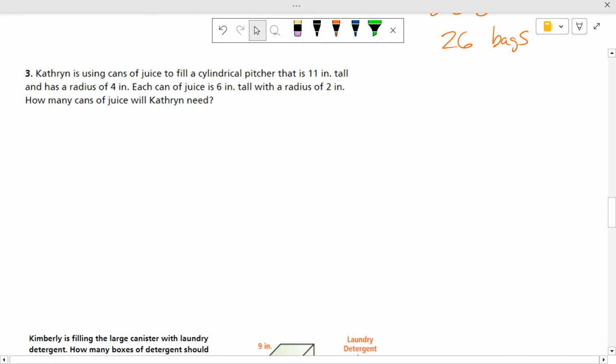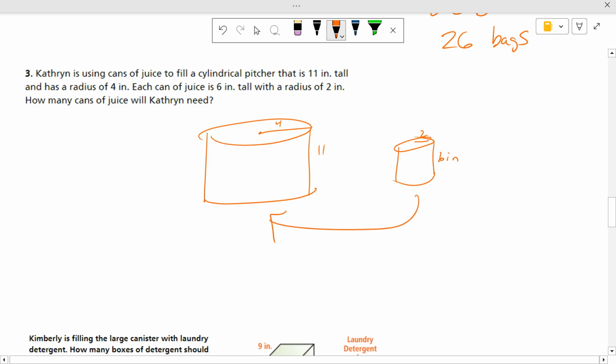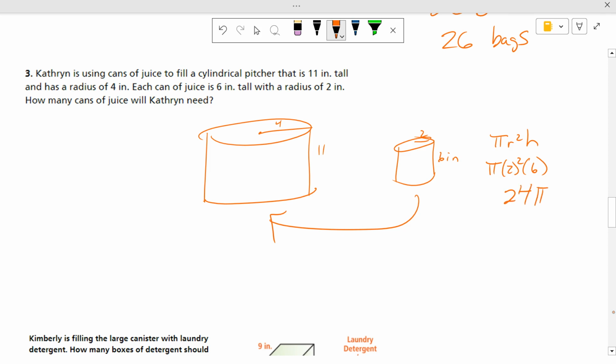Catherine is using cans of juice to fill a cylindrical pitcher that's 11 inches tall and has a radius of 4 inches. This is 4, this is 11. Each can of juice is 6 inches tall with a radius of 2. How many cans of this fit into this? Well, this is pi r squared h. So pi times 2 squared times 6. Or this is 2 squared is 4 times 6 is 24. So this is 24 pi.